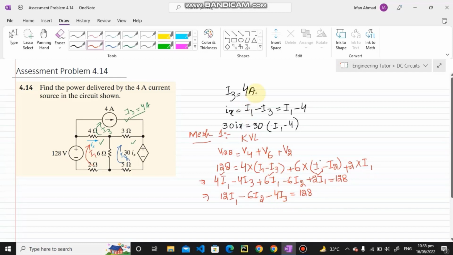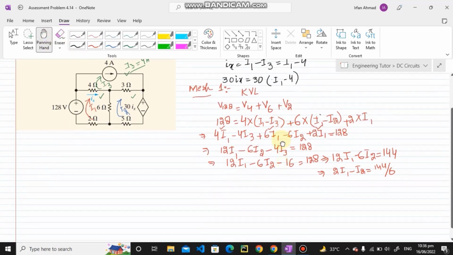Okay, the value of I3 is already given, which is 4. So now writing the value of I3, I will get 12 I1 minus 6 I2 minus 4 times 4, which is 16, equal to 128. Adding 16 on both sides of this equation, the 16 will cancel out, and 128 will be added with 16, and I will get 144. Or similarly, taking 6 common here, I will get 2 I1 minus I2 equal to 144 divided by 6.